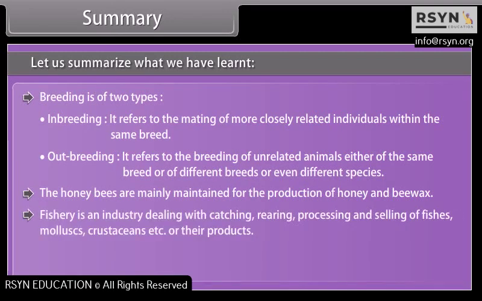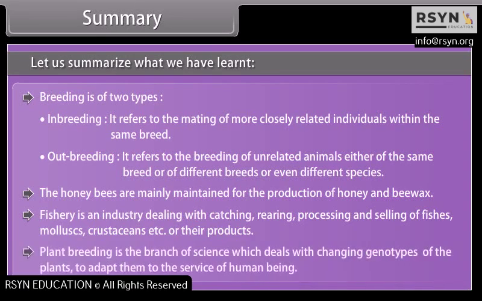Fishery is an industry dealing with catching, rearing, processing and selling of fishes, mollusks, crustaceans, etc. or their products. Plant breeding is the branch of science which deals with changing genotypes of the plants to adapt them to the service of human beings.